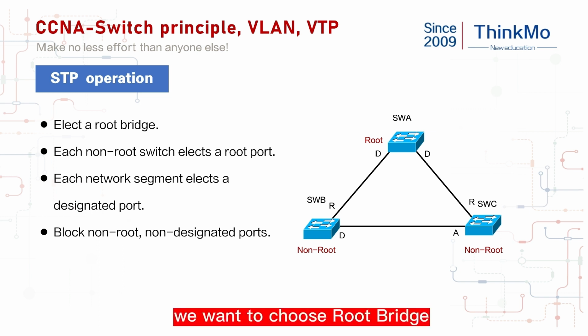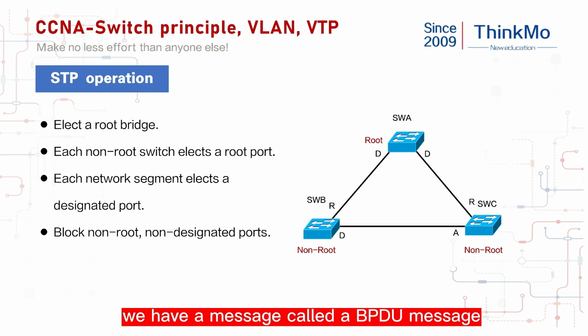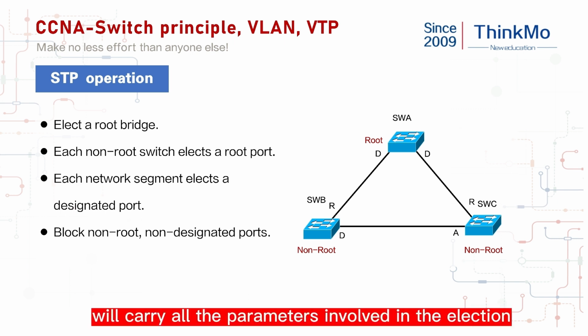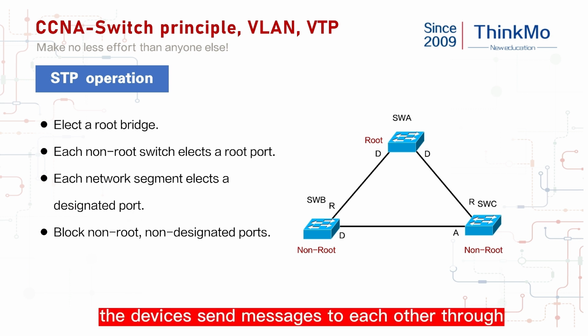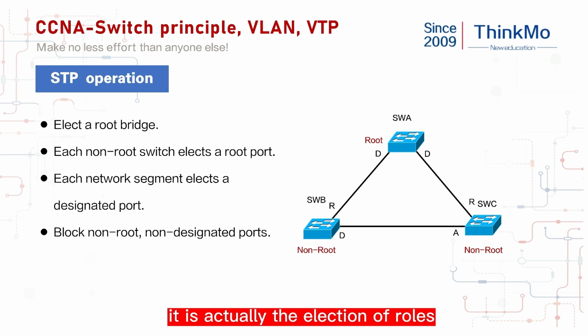We want to choose the root bridge, root port, and designated port, these 3 parameters. We have a message called a BPDU message, which is a message in STP. In this message, we carry all the parameters involved in the election, which are comparable. The devices send messages to each other and then elect the various roles. The STP stage is actually the election of roles.